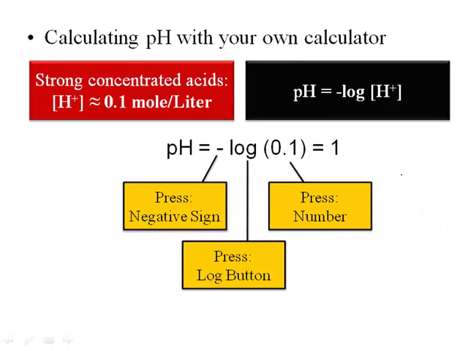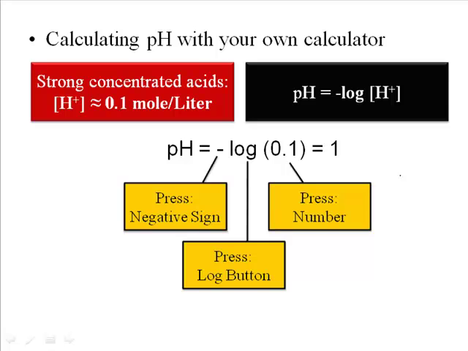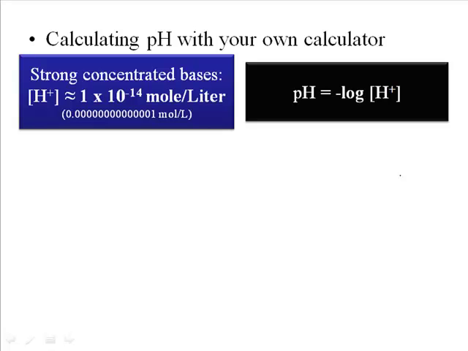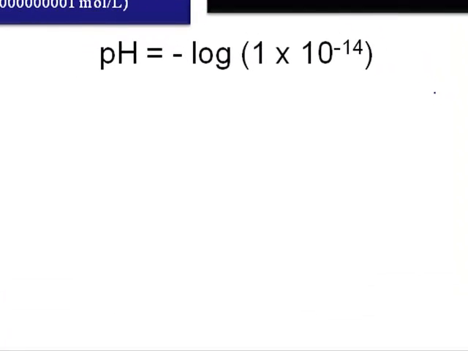Let's do another example. Actually, let's do a couple more so we can make sure you know your calculator is working correctly. Let's do the same thing, but now let's calculate the pH for a strong concentrated base that has a hydrogen ion concentration of 1 × 10 to the negative 14. Again, we're still going to take the negative log of 1 × 10 to the negative 14. How you enter 1 × 10 to the negative 14 really depends on how comfortable you are with your EE or exponent button. But again, make sure you enter it in the order that your calculator requires.